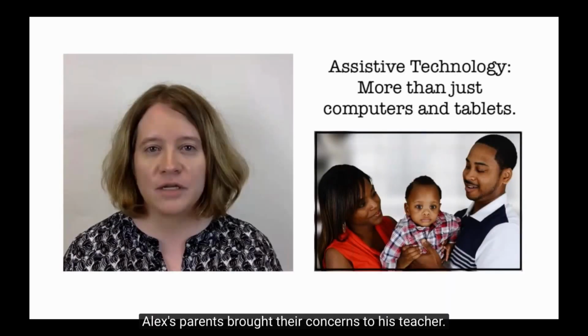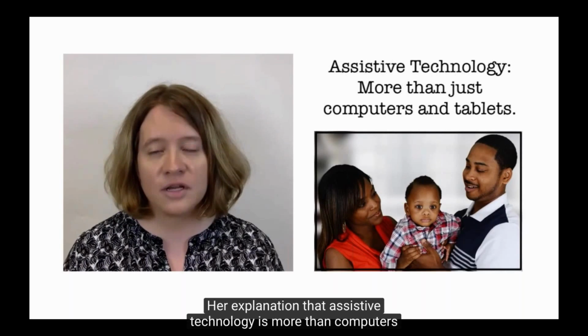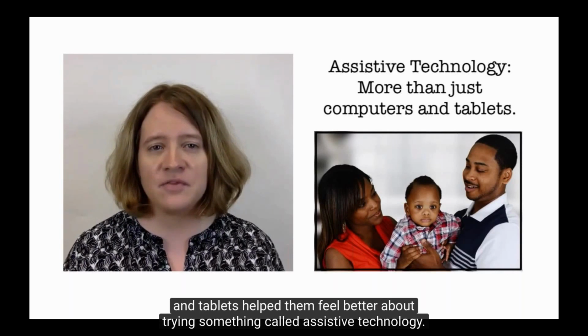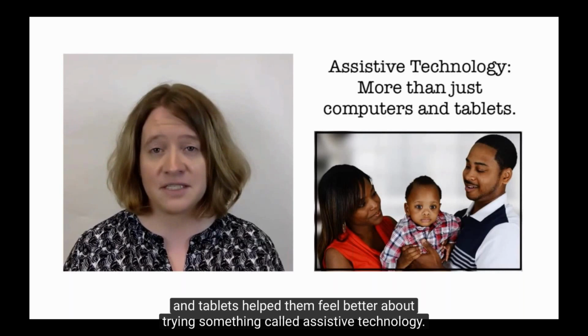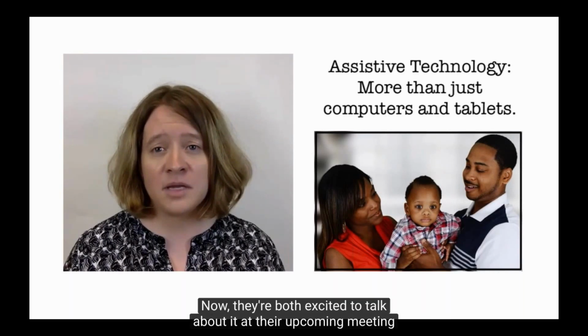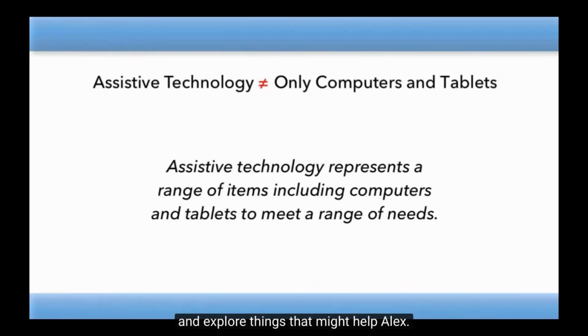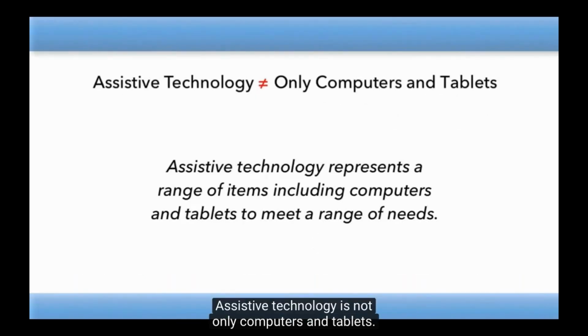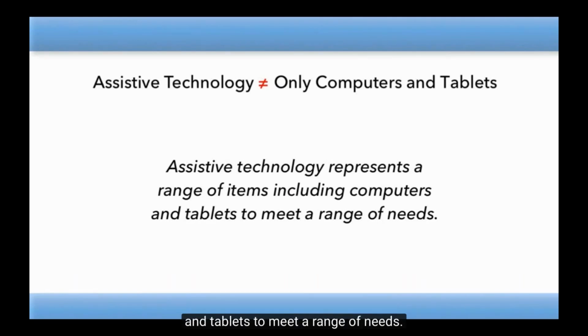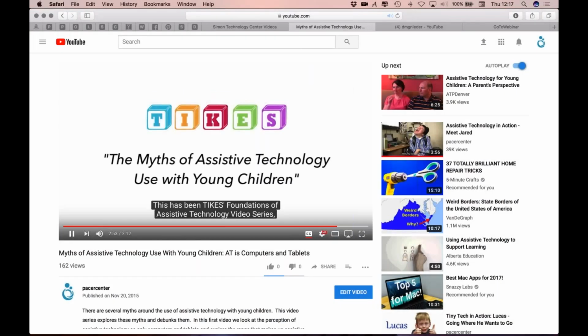Alex's parents brought their concerns to his teacher. Her explanation that assistive technology is more than computers and tablets helped them feel better about trying something called assistive technology. Now, they're both excited to talk about it at their upcoming meeting and explore things that might help Alex. Assistive technology is not only computers and tablets. Assistive technology represents a range of items, including computers and tablets, to meet a range of needs. This has been Tyke's Foundations of Assistive.